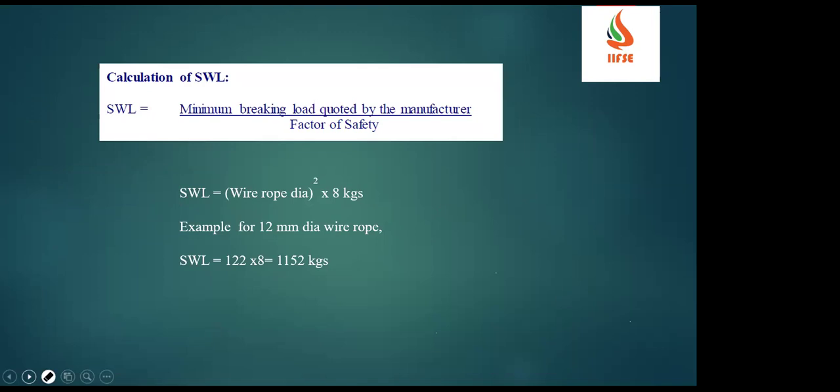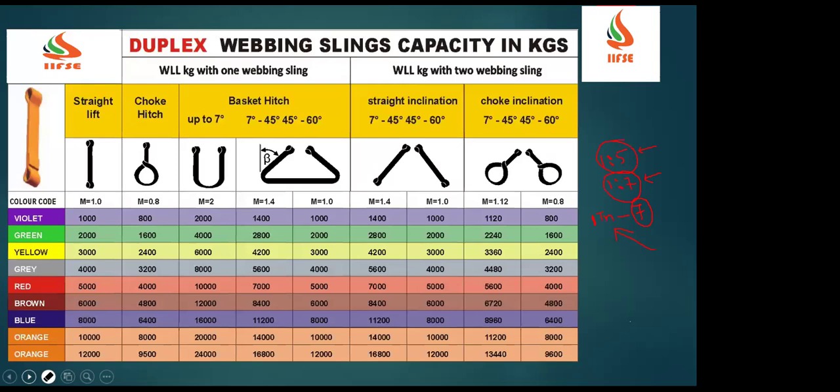For example, if it is a 12 mm diameter rope, we can consider it as a basic idea: 12 into 12 squared into 8, which is about 1152 kg capacity. So this is how we can calculate, or remember the thumb rule for these wire rope slings. Now, if you see a web sling, it is made up of nylon. How can it be tested?